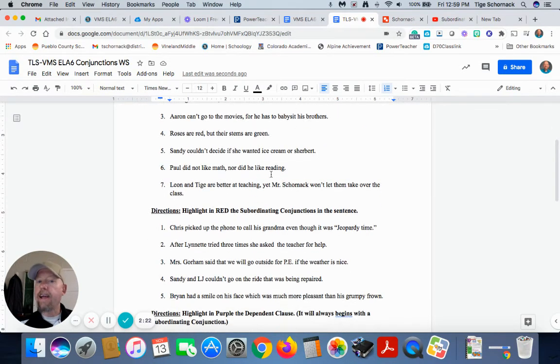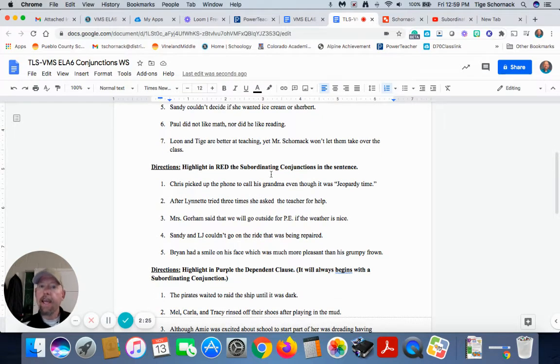Second part, you're going to highlight in red the subordinating conjunction in the sentence. Now, again, to know the subordinating conjunction, we have to know what the subject and the predicate are. Because remember, all of these sentences for 1, 2, 3, 4, and 5 are complex sentences, meaning there's an independent clause and there's a subordinating clause, or what we call a dependent clause. A subordinating or dependent clause always begins with a subordinating conjunction.